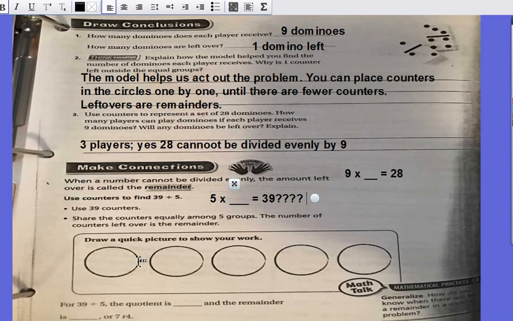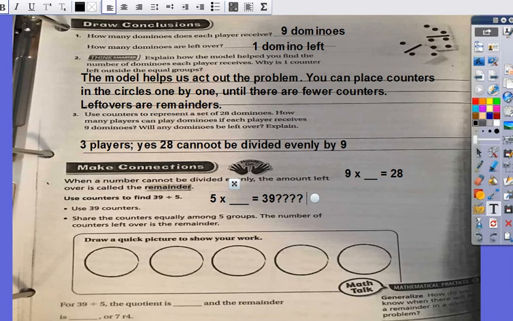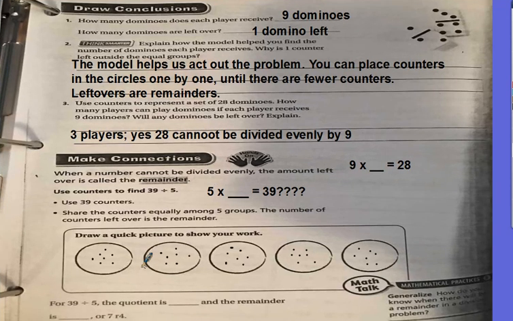Okay, so share the counters. I'm going to pause my video and do that. You go ahead and divvy out 39 dots. Okay, alright, so I went through and put 1, 2, 3, 4, 5, then start over 6, 7, 8, 9, 10, and all the way to 39. So I got a total of 7 in each circle here, in each group. I got 7 in each group.